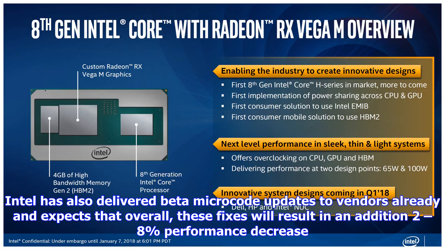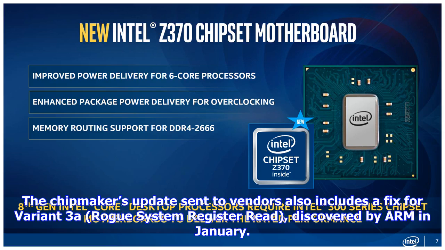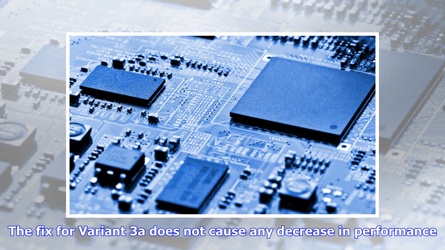Intel has also delivered beta microcode updates to vendors already and expects that overall, these fixes will result in an additional 2 to 8% performance decrease. The chip maker's update sent to vendors also includes a fix for Variant 3A, rogue system register read, discovered by ARM in January. The fix for Variant 3A does not cause any decrease in performance.